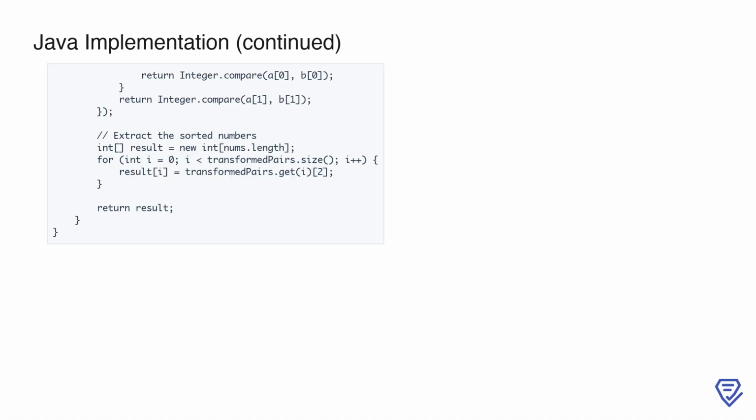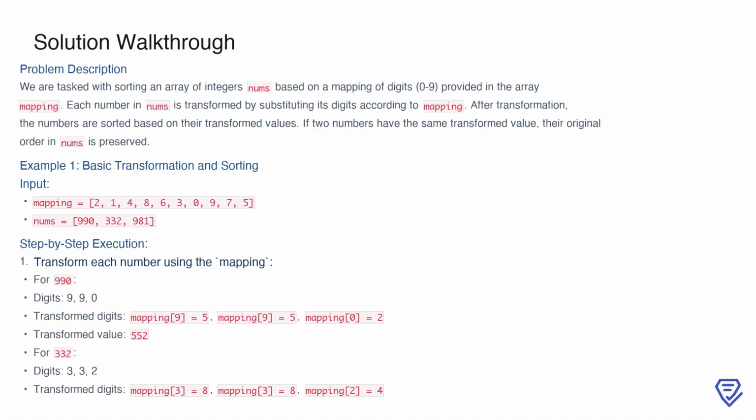After sorting, we extract the original numbers from the sorted transformedPairs list and store them in an array called result. Finally, we return the result array, which contains the numbers from nums sorted according to the transformation rules defined by the mapping. This implementation is efficient and ensures that all edge cases, such as zero handling and tie breaking, are properly addressed.